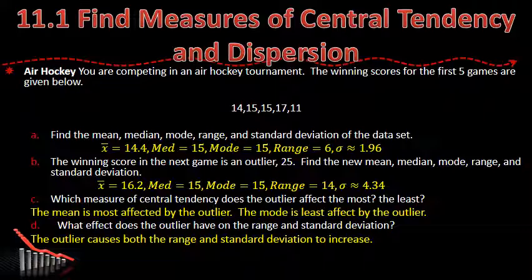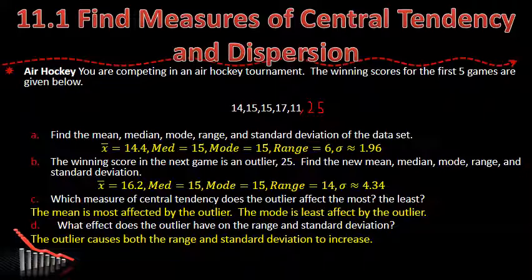Now, the next game is an outlier, 25. Well, notice 25 is much larger than any of these other numbers, so that makes it the outlier. So find the mean, median, mode, range, and standard deviation of the numbers, including 25. So now we have a 25 here. So this time when we find the mean, we'll have to add them all together and divide by 6, because now we have 6 numbers.